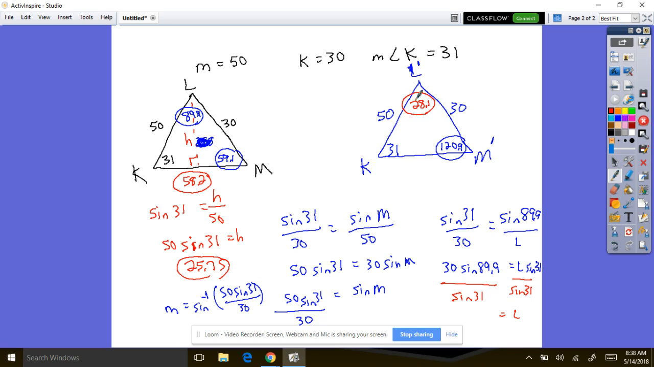All right, so I'm going to solve this. Let's see. Sine of 31 over 30 equals sine of 28.1 over L. And then, can I just do this? 30 sine 28.1 over, what?